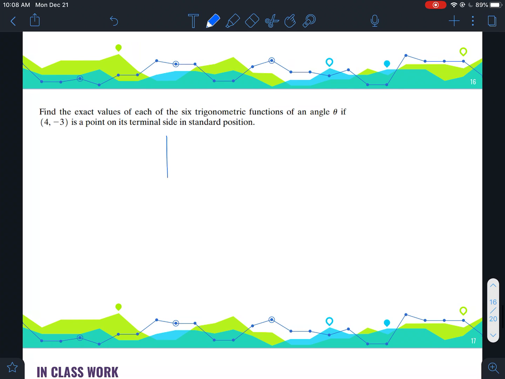All right, find the exact values of each of the 6 trig functions of an angle theta if 4, -3 is a point on the terminal side in standard position. So again, this is like that problem we did earlier. So we're going to start here, and then we're going to go to the point 4, -3. So 1, 2, 3, 4, and then -3. So this is going to be where I end.